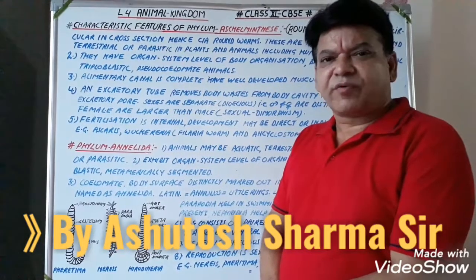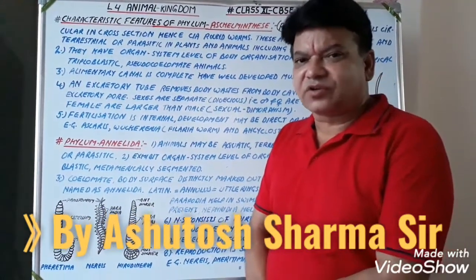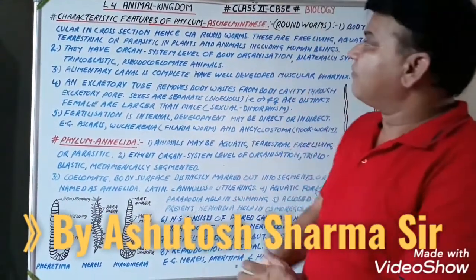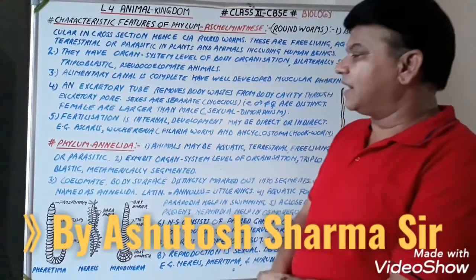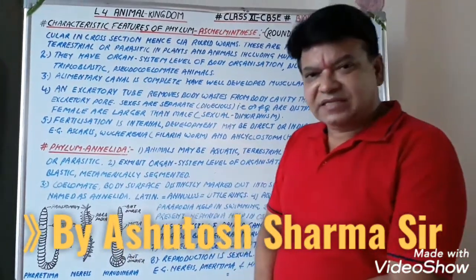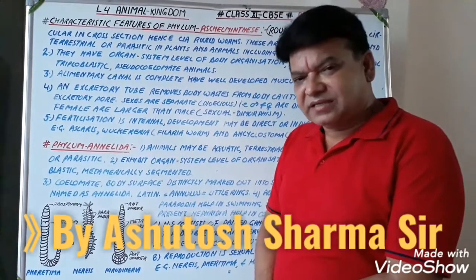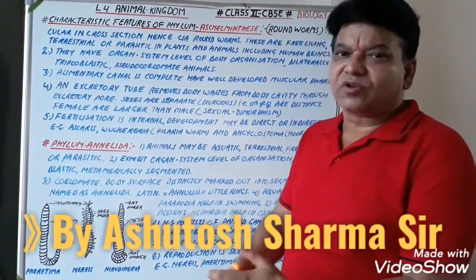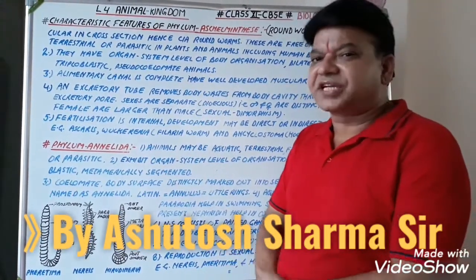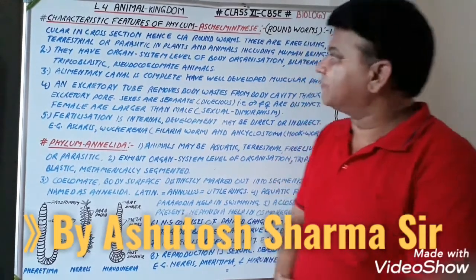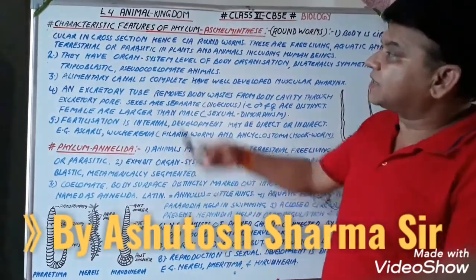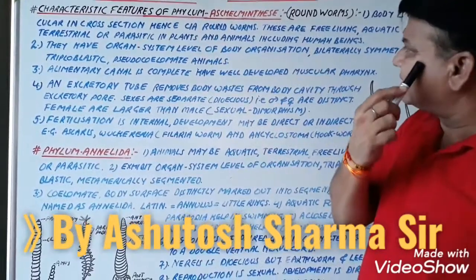Study the characteristic features of two important phyla, that is phylum Aschelminthes and phylum Annelida. Lesson 4, Animal Kingdom, class 11th Biology. So let us go through the characteristic features of each one by one. First of all, characteristic features of phylum Aschelminthes.